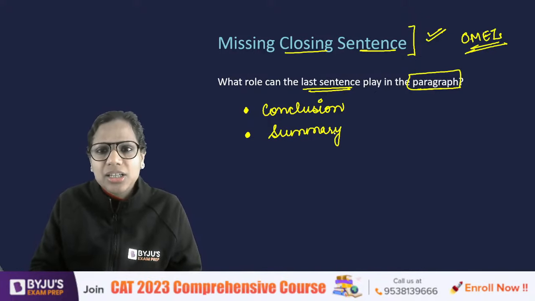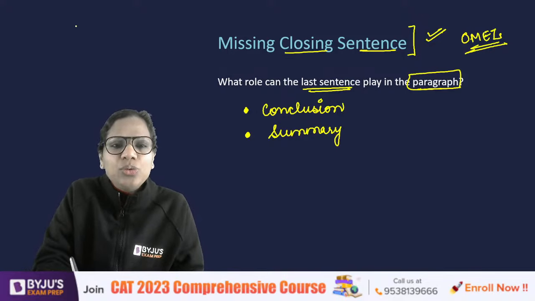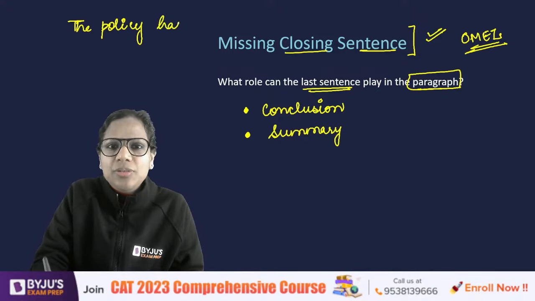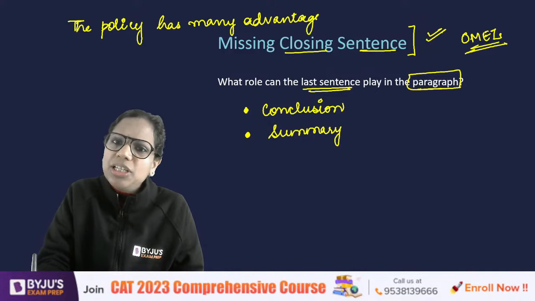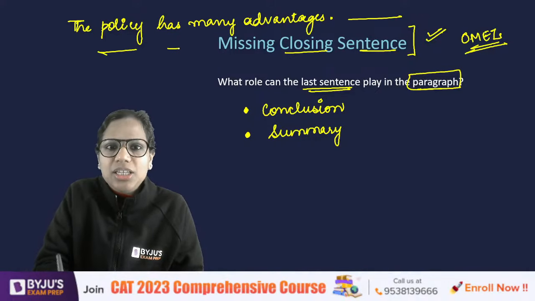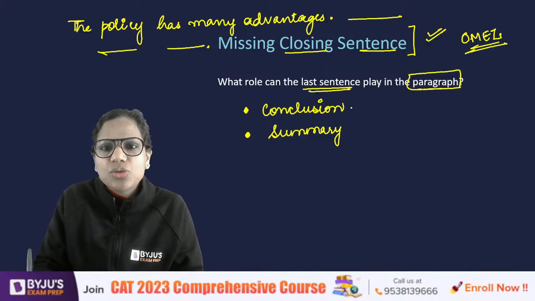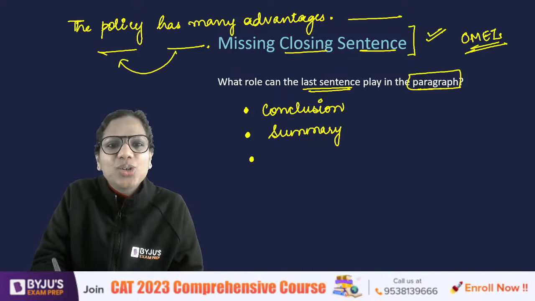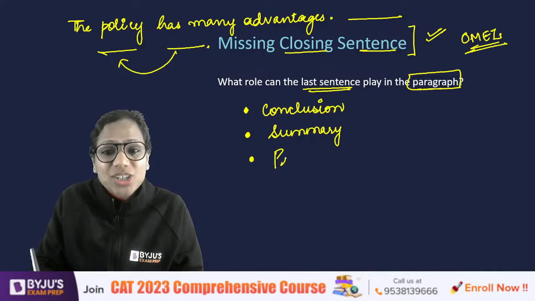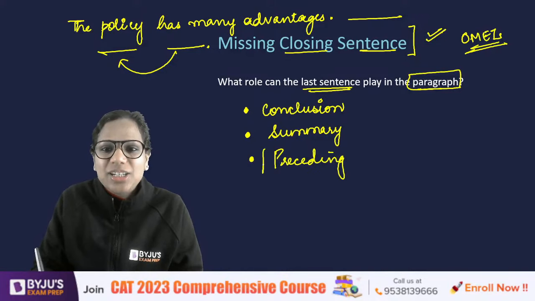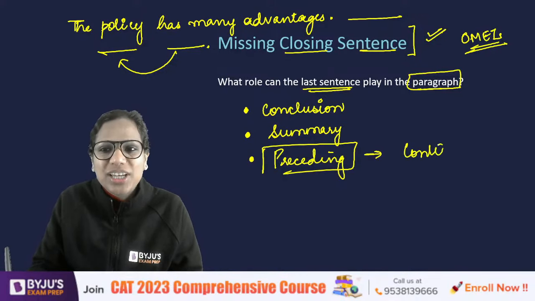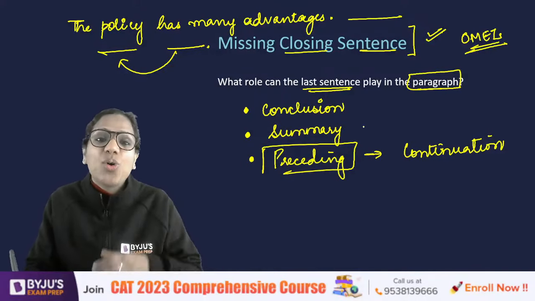Again, not necessary. Okay. Let's say I tell you, I begin a paragraph like this. The policy, continuing our previous example, the policy has many advantages. And then the rest of the paragraph simply lists those advantages. For instance, A, B, C. That's it. No summaries, no conclusions. So the last sentence may simply just be related to the preceding sentence. Pay attention to the preceding sentence. It may simply be a continuation of that. It may simply be an emphasis on what has been stated earlier.